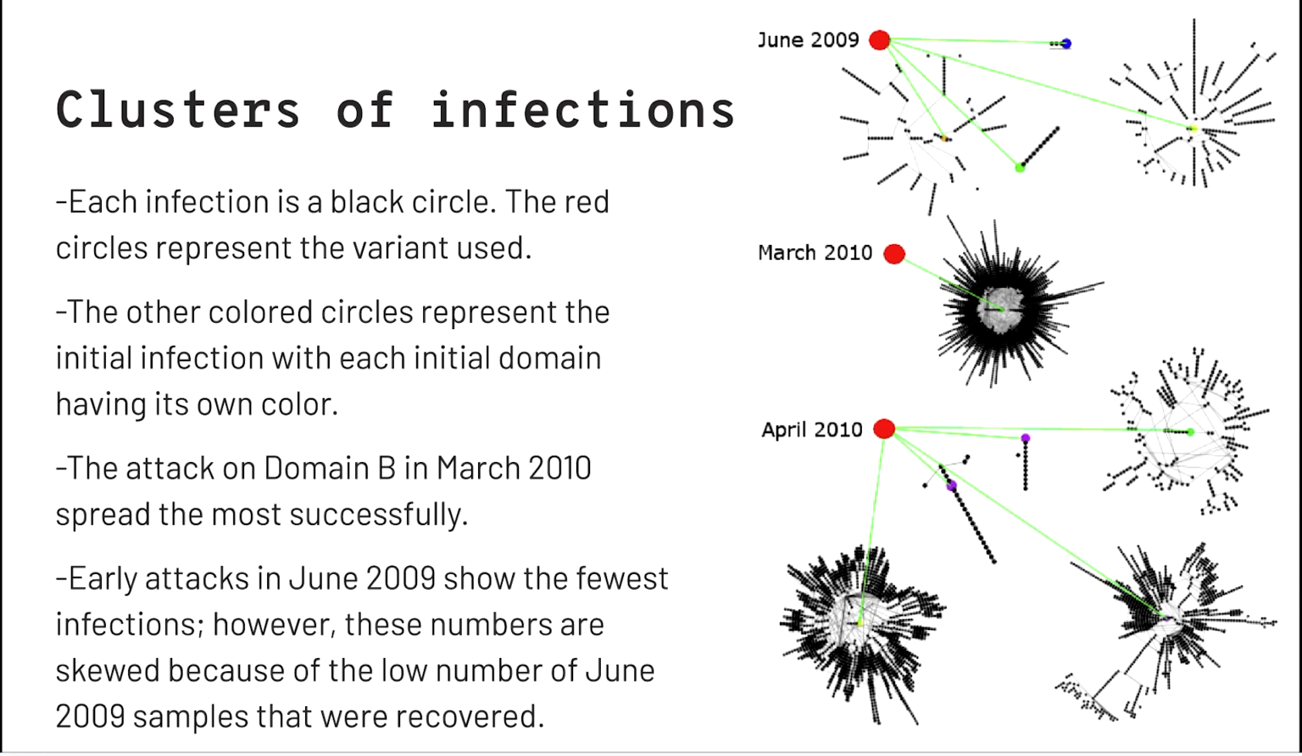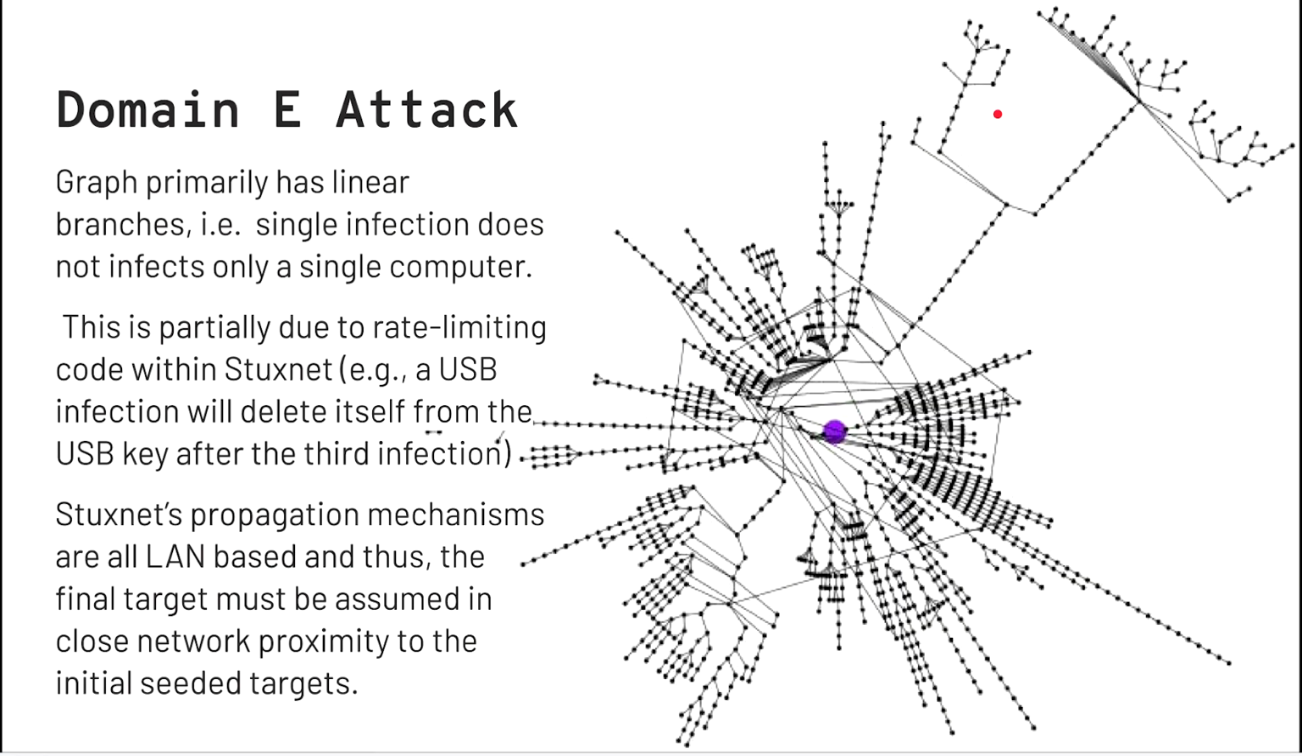If we focus on one of them, the domain E attack, you can see that from the point of infection, there were a lot of sequential hops. This linear branch indicates that a single infection affects one computer and not many more. So moving from computer to computer, at some point, Stuxnet was able to reach that final computer that was connected to the PLC. The infections were primarily linear because Stuxnet, within its code, had a rate limiting threshold.